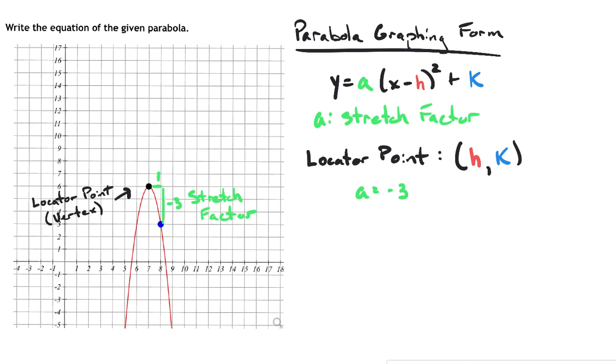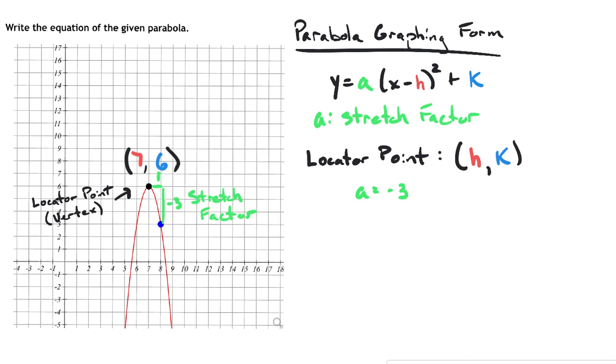Also, our locator point is the vertex. So it is the X and the Y value. In this scenario, the X value is the value of 7, so that is our H value, and the K value is the Y value of that particular locator point, which is 6. So we have a locator point of 7, 6.